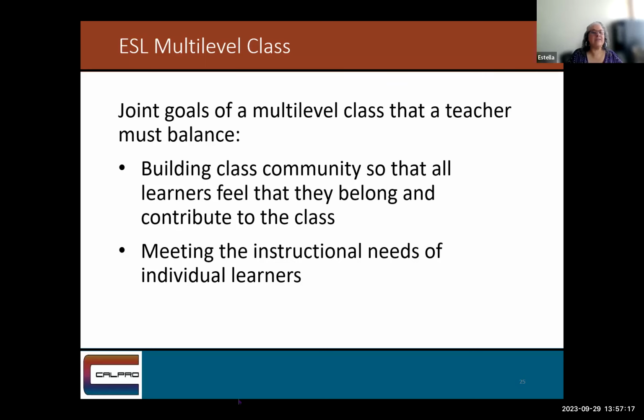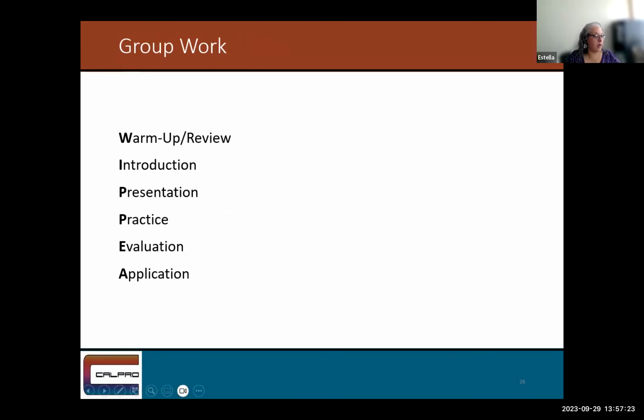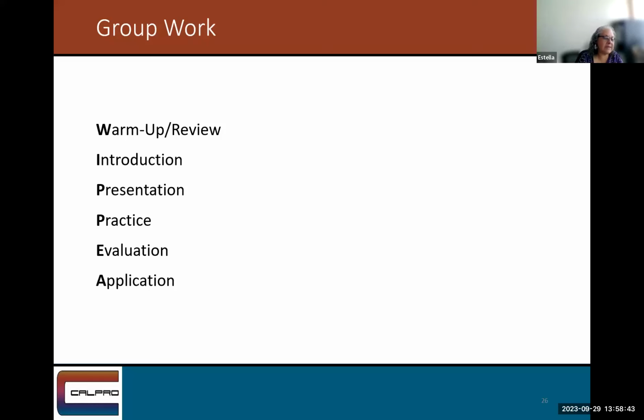So, multi-level objectives within the lesson. Yes, thank you. All right, so let's take a look at group work. Throughout a multi-level ESL lesson, there will be a variety of grouping strategies. WIPPEA is the lesson planning format that the Adult Literacy Professional Development Project, CalPRO, uses. Let's take a minute to clarify what the elements of the WIPPEA lesson plan are. So we have the warm-up, the introduction, presentation, practice, evaluation, and application. The different stages require different grouping strategies. You can go ahead and click, Laura.